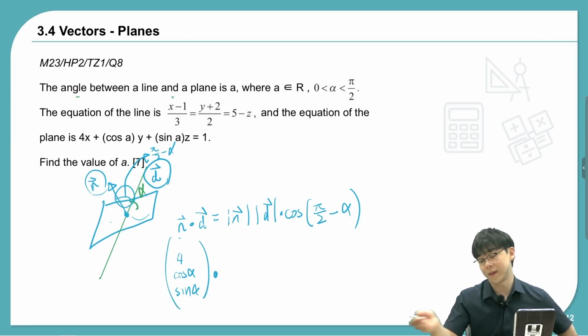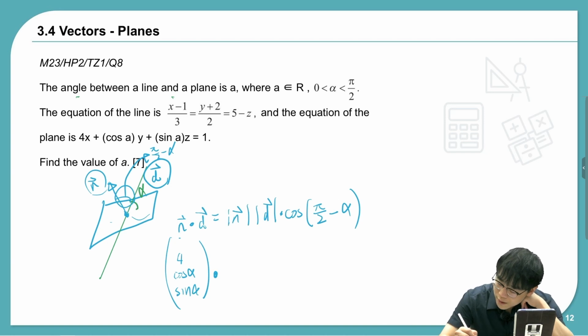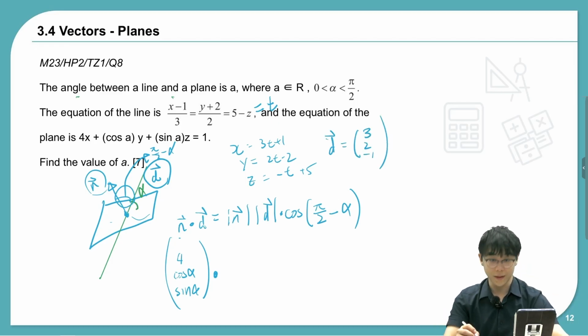Dot product with the line vector. So the line vector, we can try finding that by setting all of this equal to t, a single parameter. So x would be 3t plus 1, y would be 2t minus 2, z would be negative t plus 5. So the direction vector of this line will then be 3, 2, minus 1. So now we're just going to plug this all in.